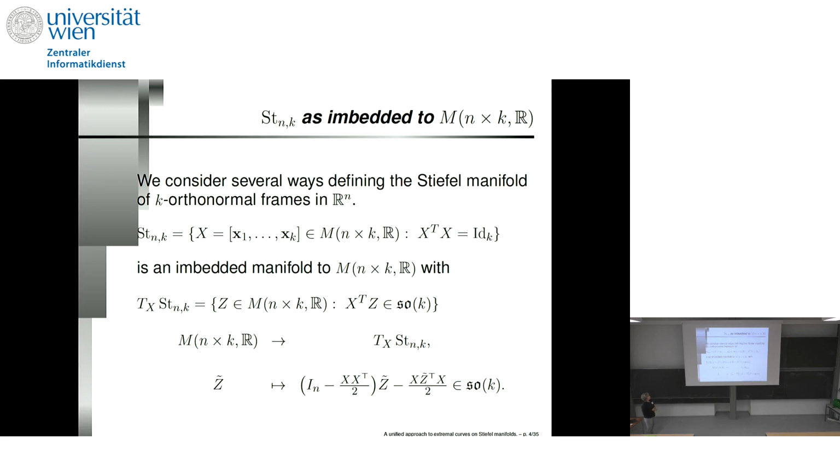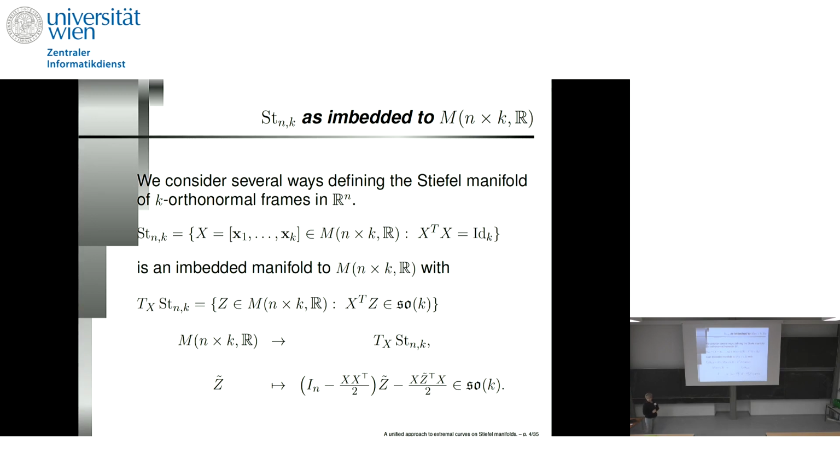One way to look at the Stiefel manifold is just to look at k-orthonormal frames in Rn. We consider that these can be written as rectangular matrices, n times k, such that x transposed times x is equal to the identity. The Stiefel manifold can be seen as an embedded manifold in the space of these rectangular matrices, and then one can calculate.